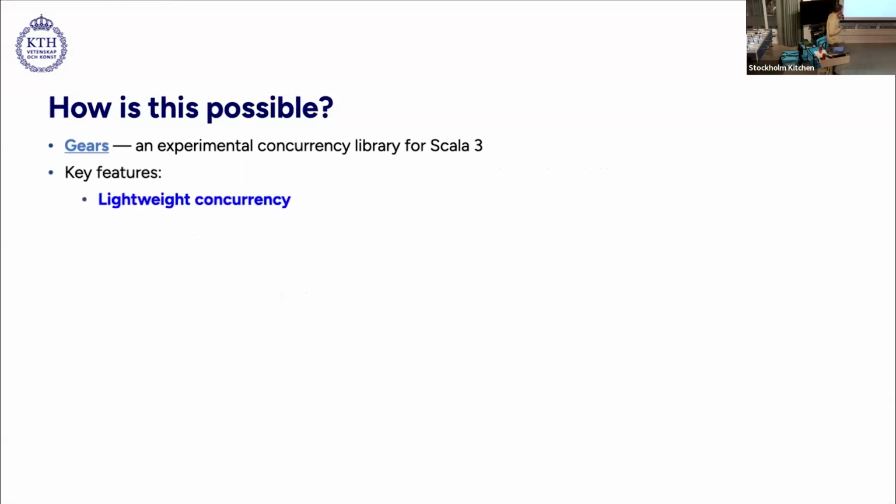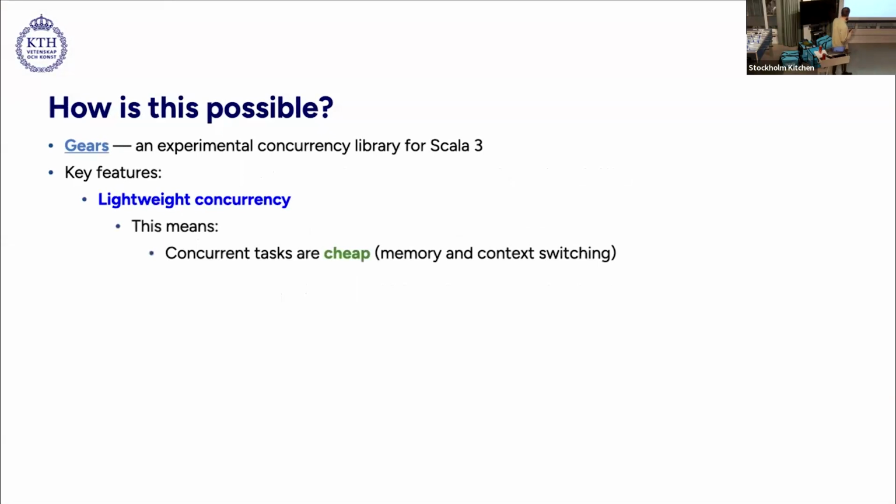One is that it's based on lightweight concurrency. What do we mean by that? Well, it means that the concurrent tasks, like futures, are super cheap. In terms of memory consumption and context switching, they're very cheap. It's like an Akka actor. You can create lots of them and it will just work. You don't need to worry about how expensive they are.